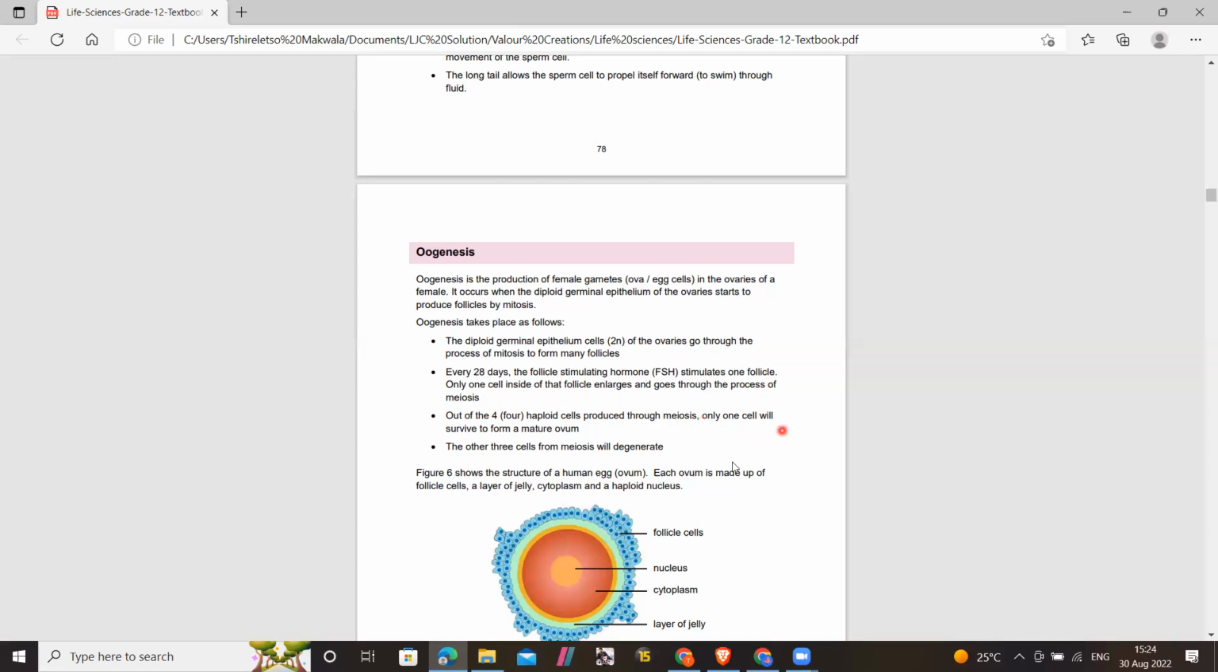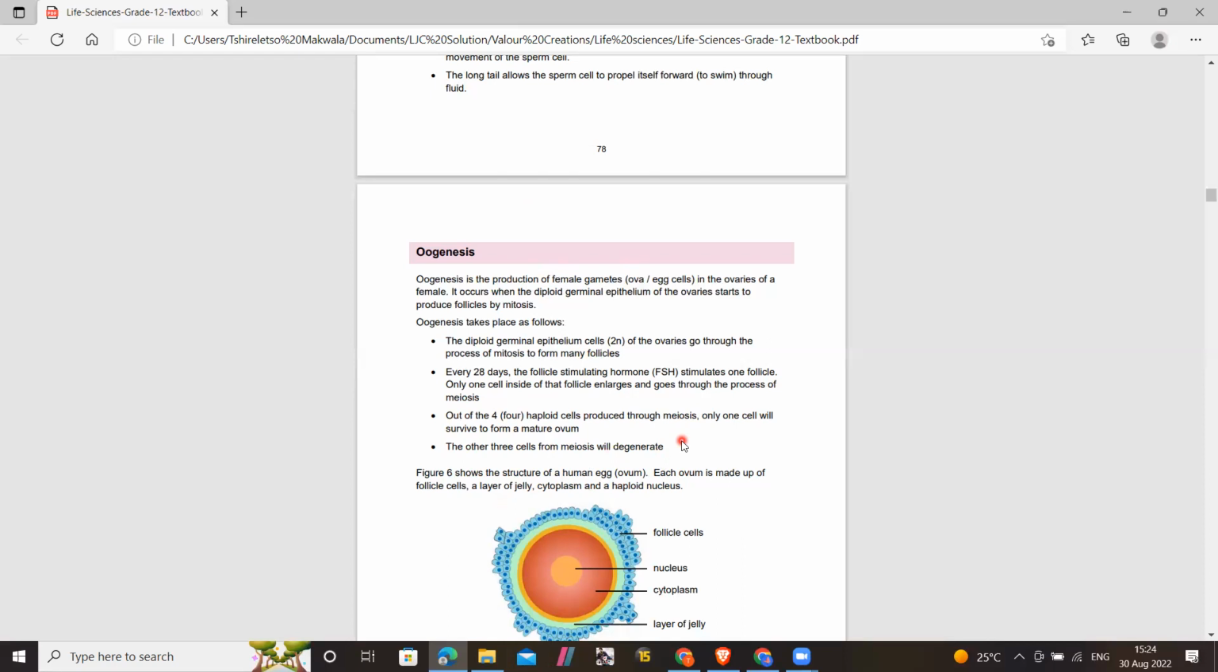And then there will be one left. The other three will degenerate, which basically means die. And then you have this one. Obviously, if you have two and both of them are fertilized, then you're going to have twins. But those twins are not going to be identical because they're not from the same egg. Identical twins, I'll show you basically how you have identical twins.